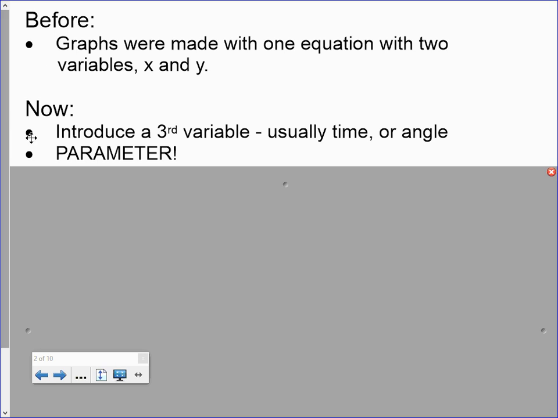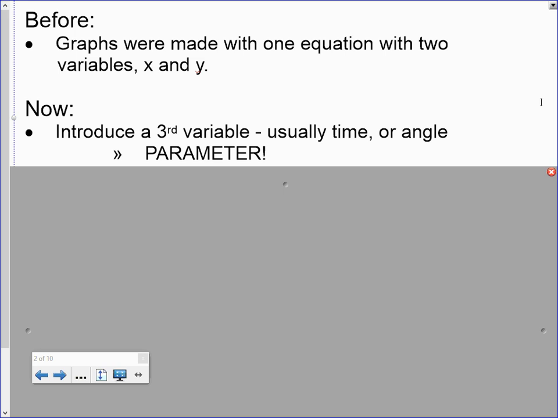And that third variable usually represents time or an angle, and that third variable is called your parameter. So you're introducing a third variable. You will still have x and y. You will have a third variable that is your parameter, usually time or angle, depending on which, you'll use t or theta.